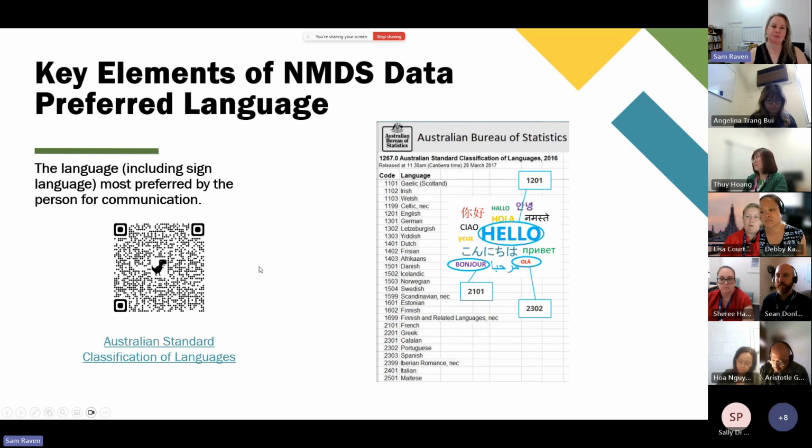Then it asks about a person's preferred language, the language that they most prefer to communicate in. That includes sign language. Those codes are found in the Standard Classification of Languages. That's where that link and that QR code go. There's a little screenshot of what that looks like. You can see that the code for English is 1201, the code for French is 2101, etc.